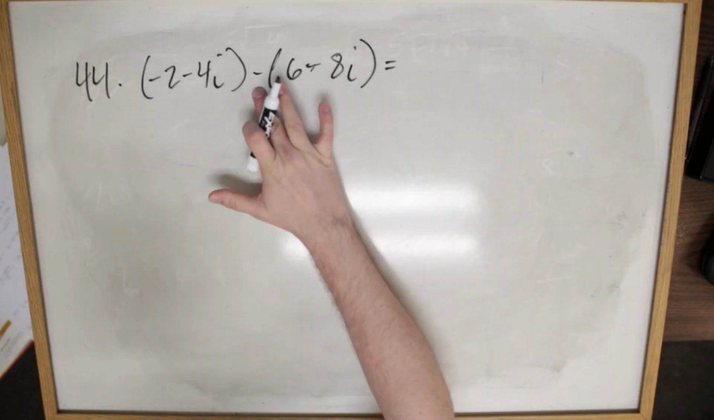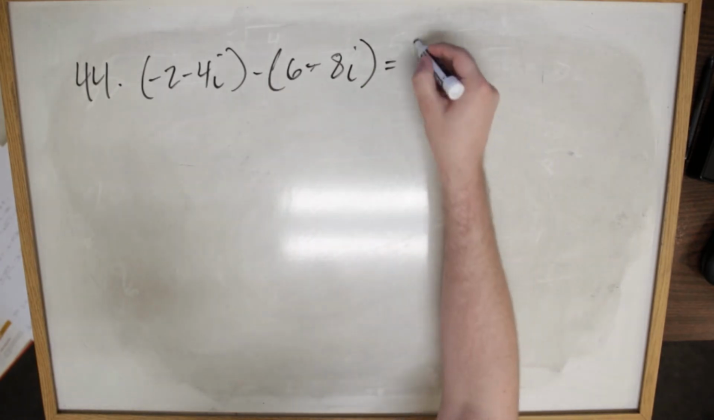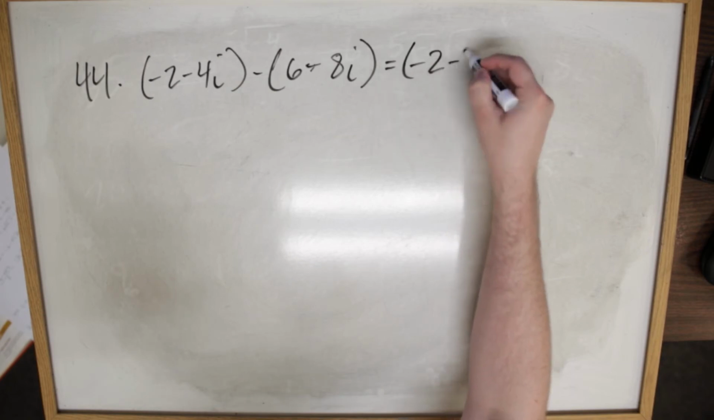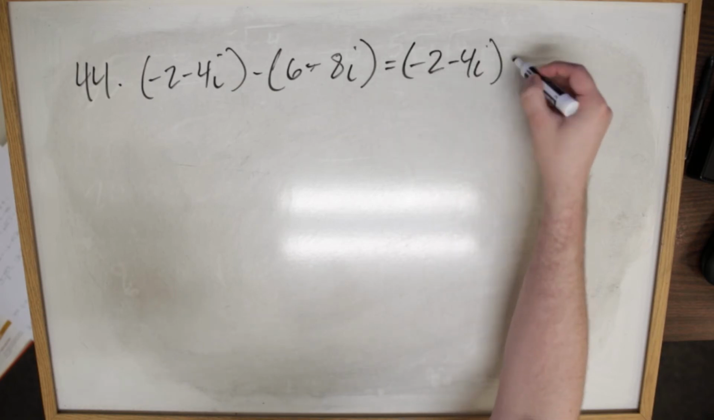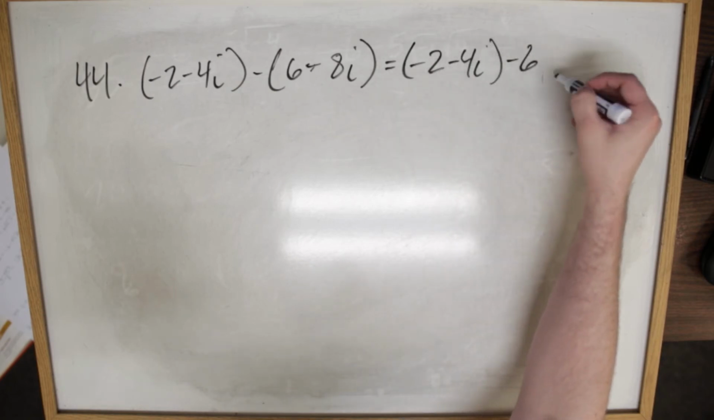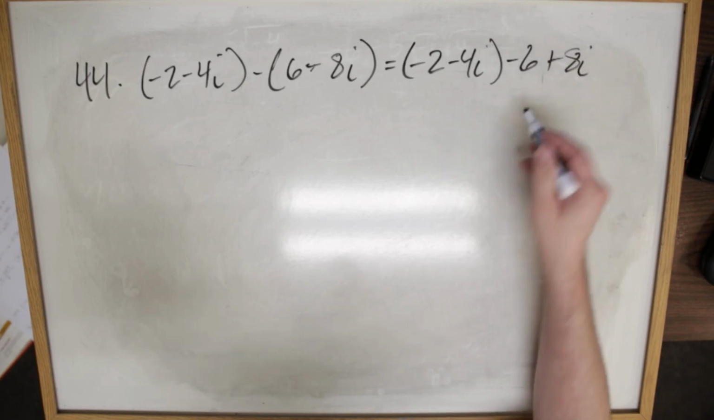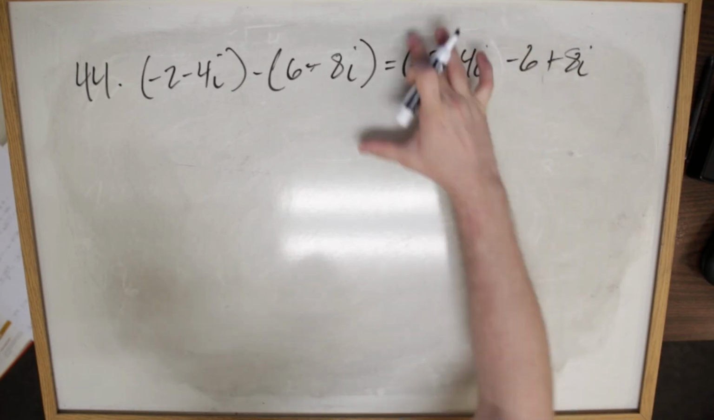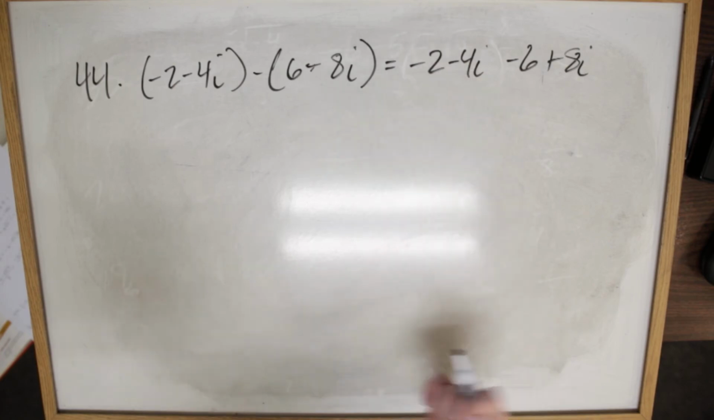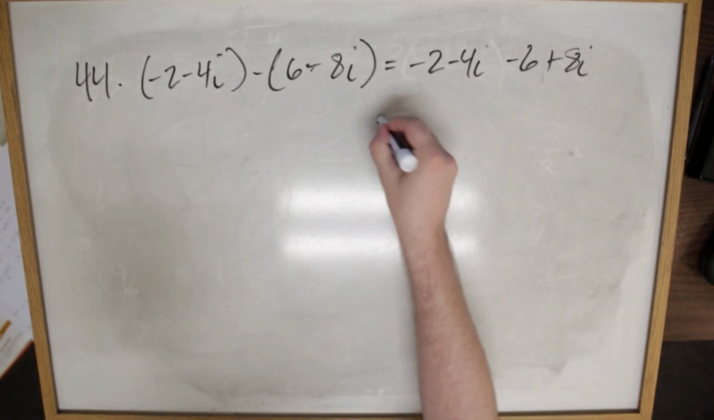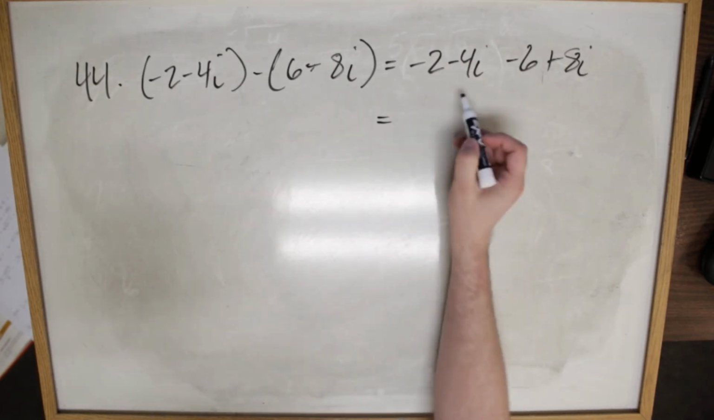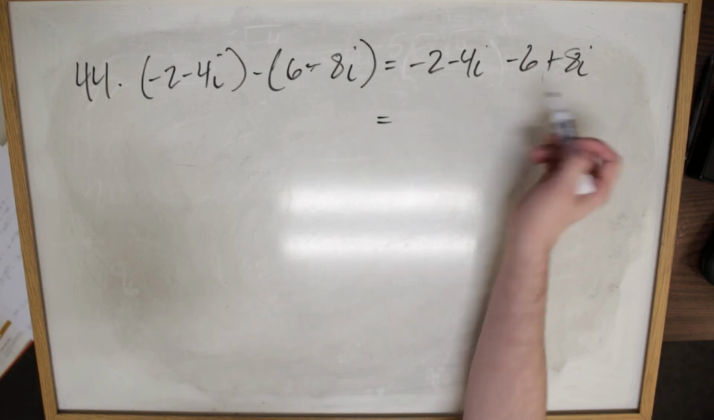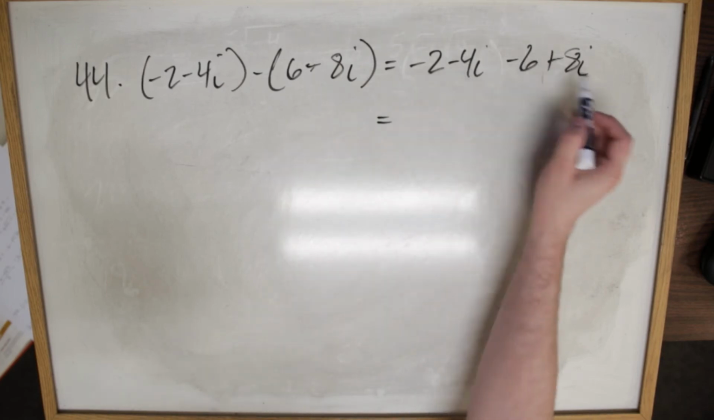First off, let's distribute that minus sign just to make it a little bit easier to work with. Minus 6 plus 8i. Okay, and we really don't need those parentheses. All right, so now when you get to this point and you've distributed, all you have to do is combine the real parts and the imaginary parts.